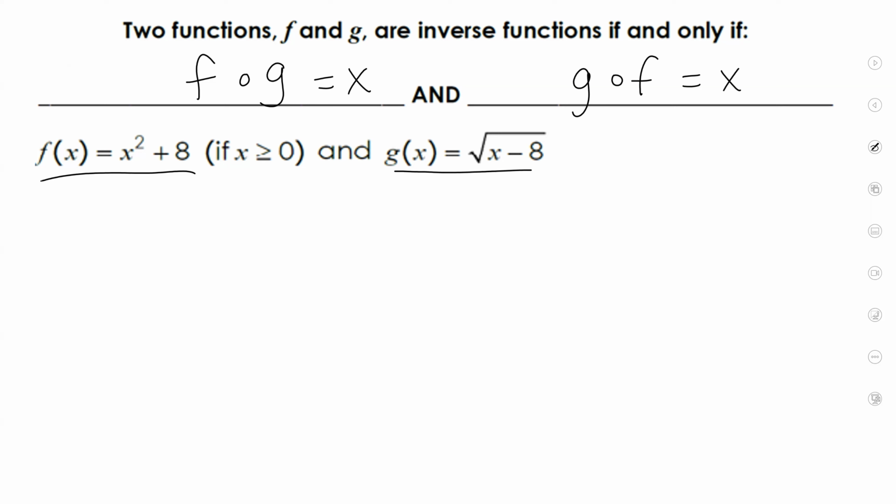So first, let's do f of g. We're going to put g inside of the f. So I'm going to write f nice and big. And I'm going to put g inside of it.